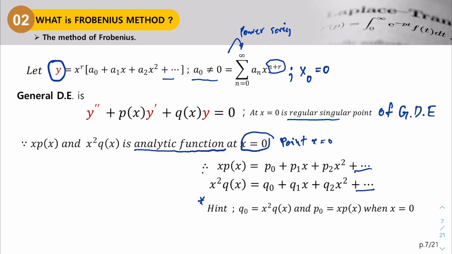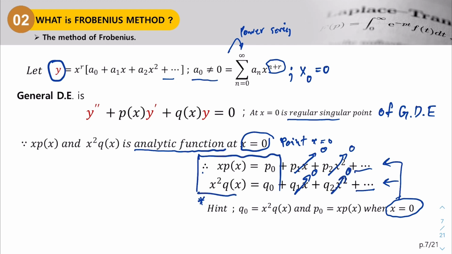Hint: we recommend q0 equal x squared q(x) and p0 equal x p(x) when x equals 0. When x equals 0 in the two equations, the other terms are negligible because they equal 0. We get this.